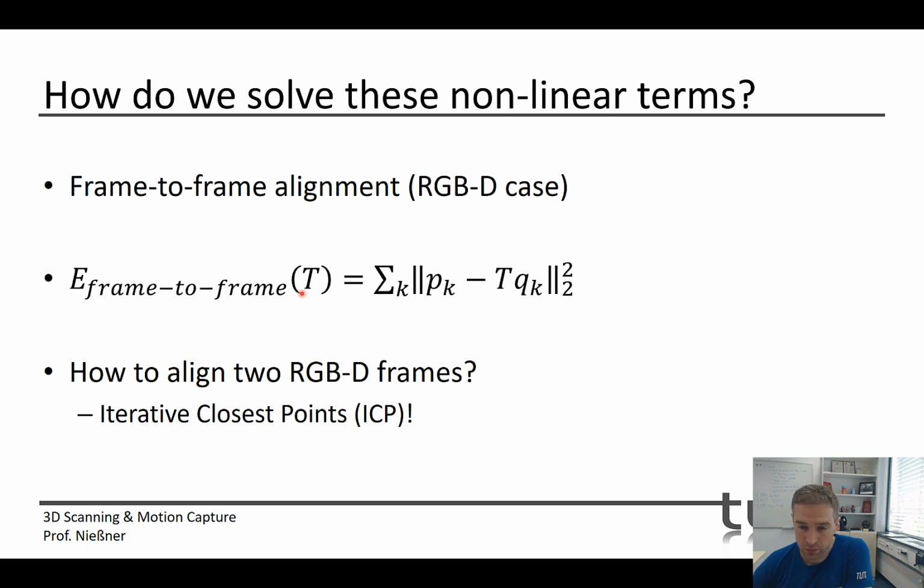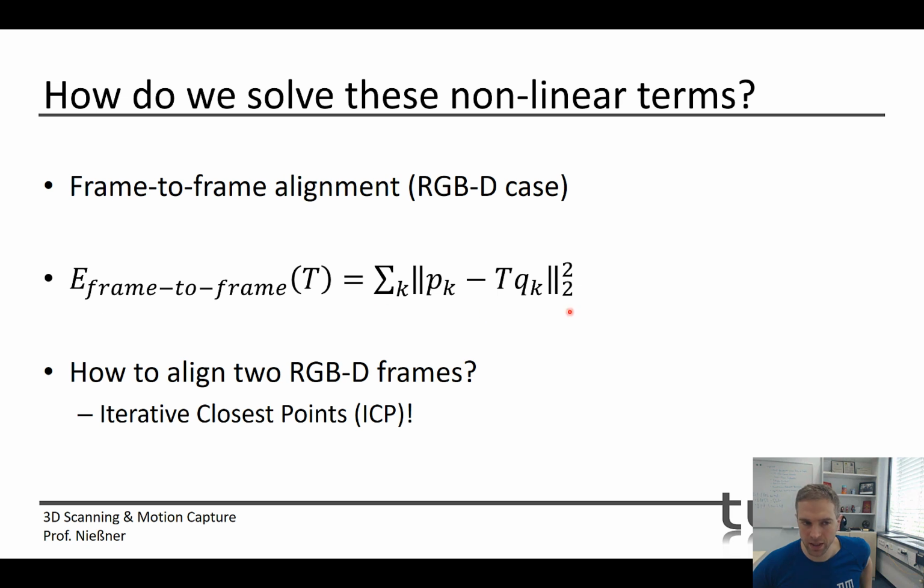We have 2 frames here, and then we have a transformation matrix T between these 2 frames. This matrix has 6 degrees of freedom: 3 for rotation, 3 for translation. That's very common. Most of the lecture today, we're going to talk about T having 6 DoFs, and the question is how to solve for these 6 DoFs.